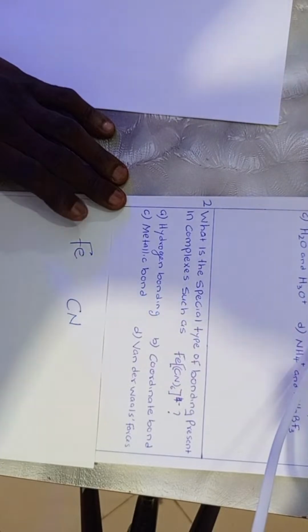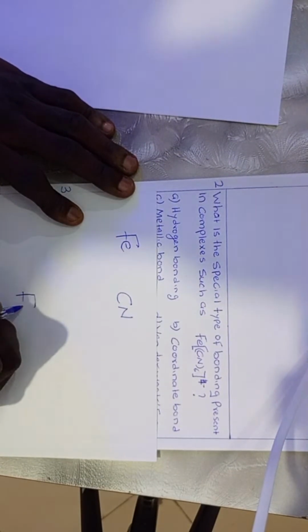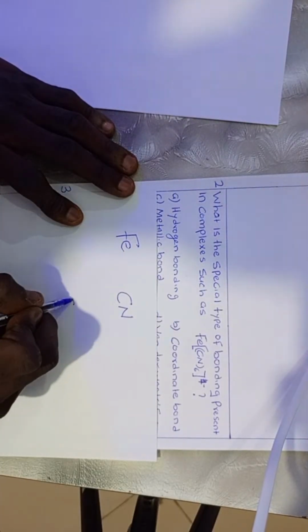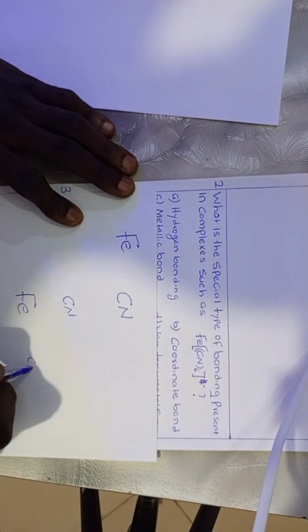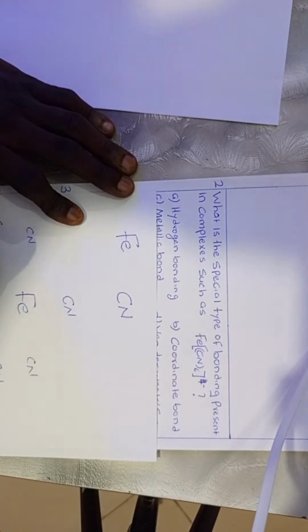Let me draw the structure for you. It looks just like this. So there's a central metal cation here, and there are 6 ligands arranged just like this. You have CN, CN, CN, CN, CN, and another CN.